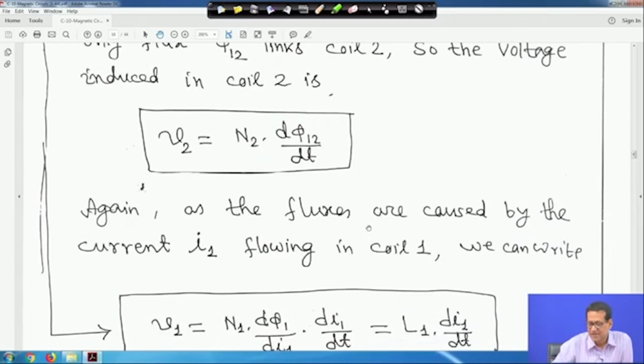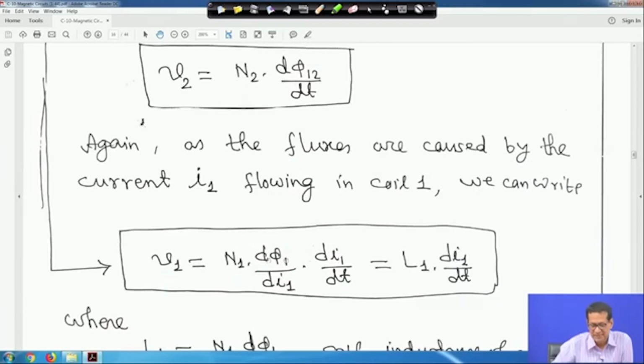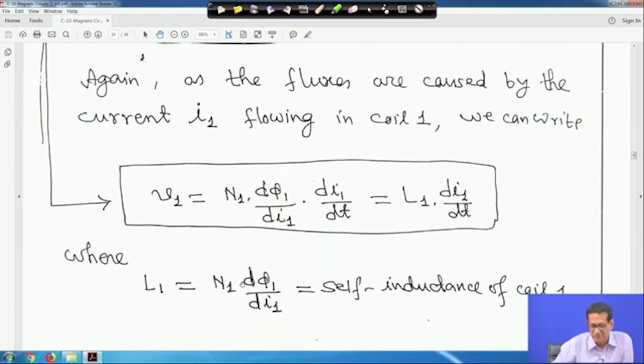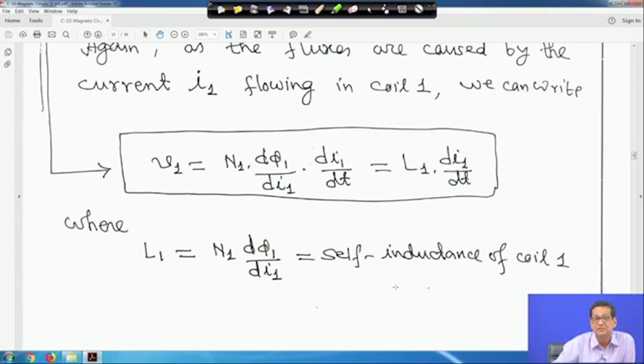Now again, as the fluxes are caused by the current I1 flowing in coil 1, we can write for V1, because flux phi 1 is caused by your current I1, because in coil 2 no current source is connected. So V1 is equal to, we can write again the chain rule, N1 into d phi 1 upon di1 into di1 upon dt. This you can write L1 into di1 upon dt. So that means L1 is equal to N1 d phi 1 upon di1. It is actually self inductance of coil 1, right. This is self inductance of coil 1.